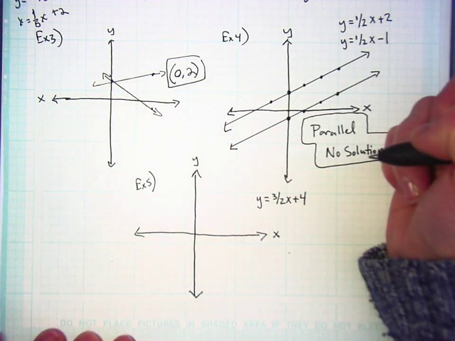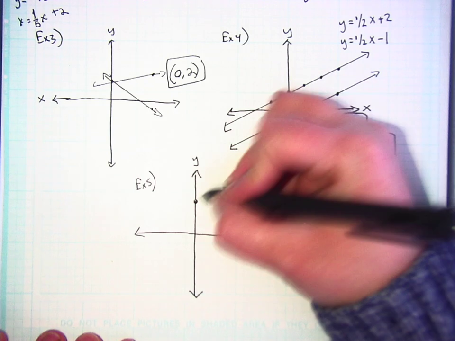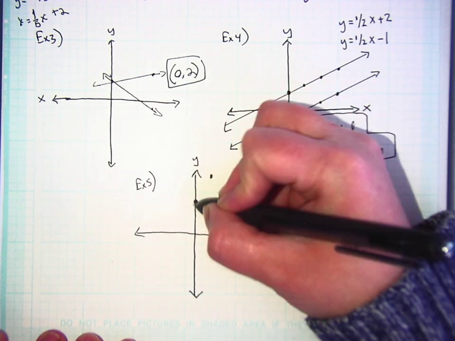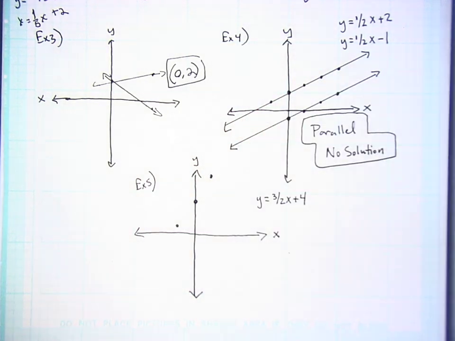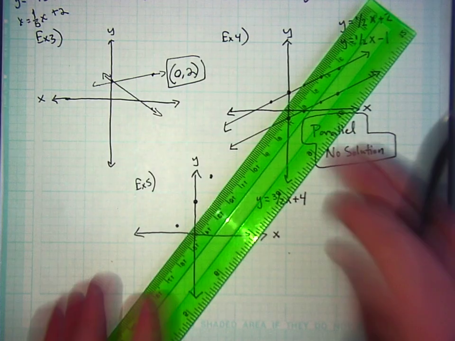Okay, so when we graph it on the other side, what should we start with? Plus 4, and then? Up 3 over 2. And grab my ruler, draw on my line.